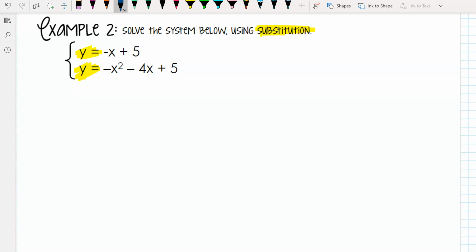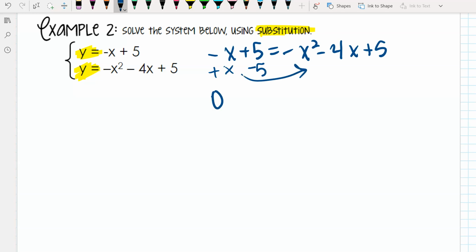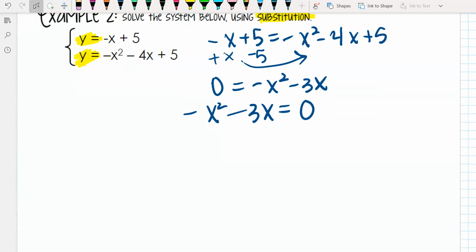If you don't have a letter by itself, then you need to make sure that you are trying to get a variable alone. Okay, so don't assume it's always going to be that way. You need to make sure you're moving things around how you're supposed to. Okay. So I plugged everything in, and now I'm going to move my items over. So all this is getting moved over. So I have 0, -x squared, minus 3x, and then the 5's cancel. Okay, so I'm going to rewrite it. So I like my variables on the left side. Okay, so this is what I have, -x squared minus 3x equals 0.